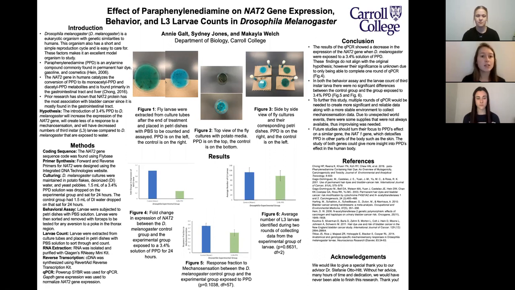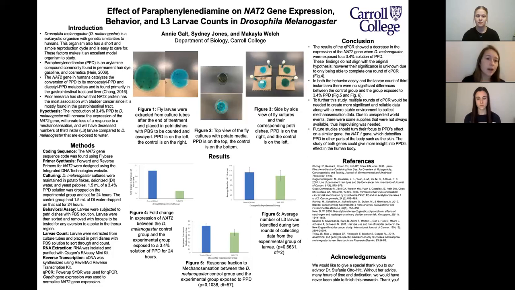We looked at the NAT2 gene in humans as it catalyzes the conversion of PPD to its monoacetyl and diacetyl metabolites, and it's found in the gastrointestinal tract and liver. We found some studies that showed that hairdressers and those who commonly got their hair dyed had a higher chance of bladder cancer, and that's why we focused on the NAT2 protein as it has the most association with bladder cancer.